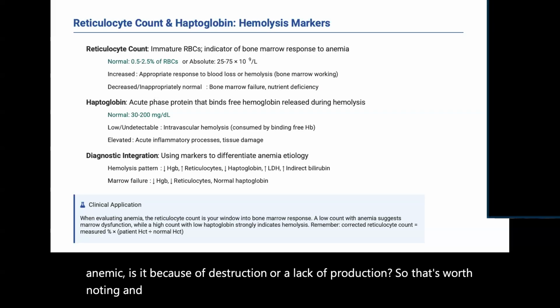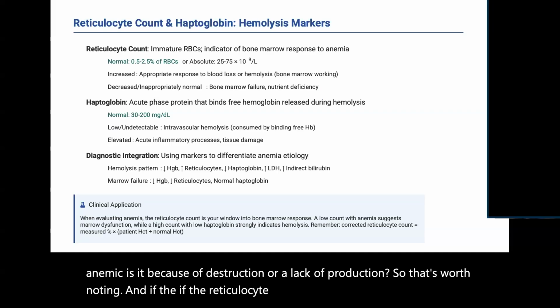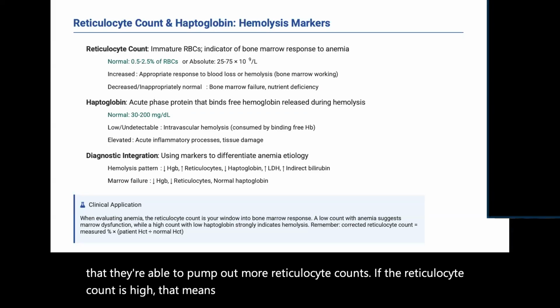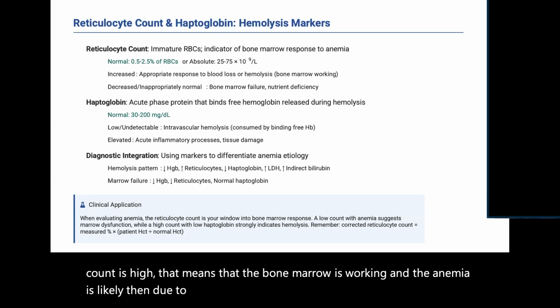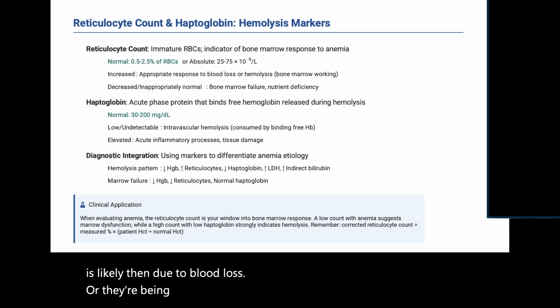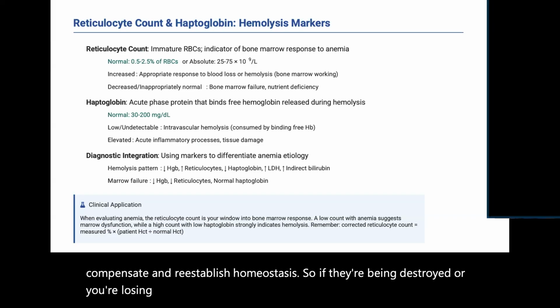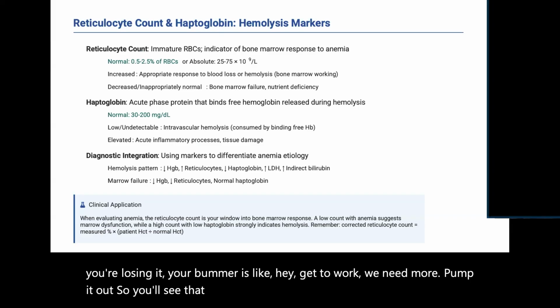And if the reticulocyte count is compensating, then you know that they're able to pump out more reticulocytes. If the reticulocyte count is high, that means that the bone marrow is working. And the anemia is likely then due to blood loss or they're being destroyed. Why? Well, because the body's trying to compensate and reestablish homeostasis. So if they're being destroyed or you're losing it, your bone marrow's like, hey, get to work. We need more. Pump it out. So you'll see that reticulocyte count start to go up.